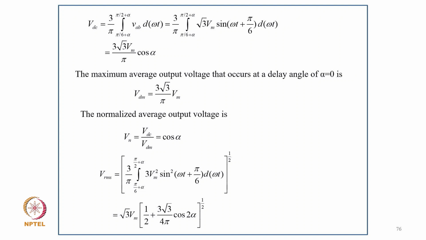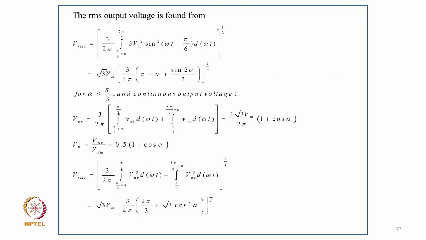And Vrms equals, in bracket 3 upon pi, integral from pi by 6 plus alpha to pi by 2 plus alpha of 3 Vm square sin square omega t plus pi by 6 d omega t, to the power half, and that becomes equal to root 3 Vm in bracket half plus 3 root 3 upon 4 pi cos 2 alpha, to the power half. For a resistive load, Vrms equals, in bracket 3 upon pi, integral up to 7 pi by 6 of 3 Vm square sin square omega t, to the power half, and that becomes root 3 Vm in bracket 3 upon pi minus alpha plus sin 2 alpha by 2, to the power half.